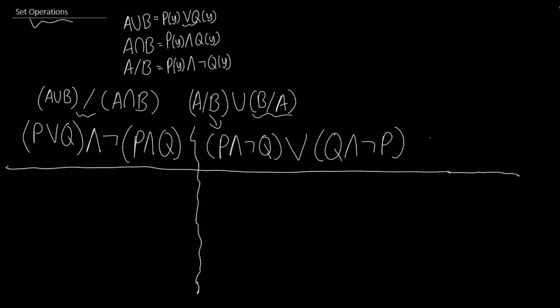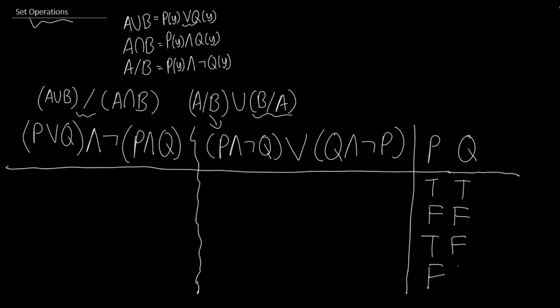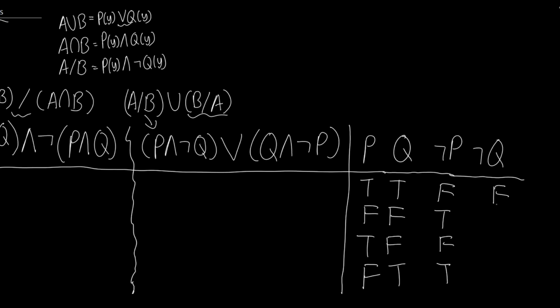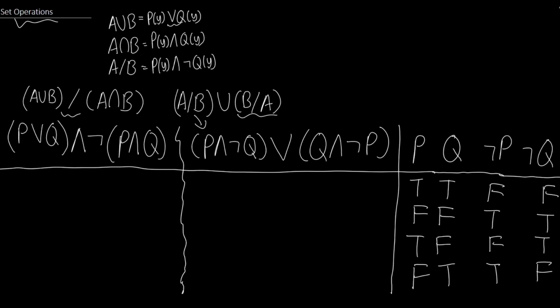So let's fill in the statements for P and Q. What are our possible universes? Well, there's a universe where they're both true, a universe where they're both false, a universe where one of them is true and the other false, and another universe where one of them is false and one of them is true. Let's fill in the statements for not P and not Q, because we're also going to need it. So this is just the opposite. So we have F, T, F, T, and over here we have F, T, T, F. Right, so just the opposite.